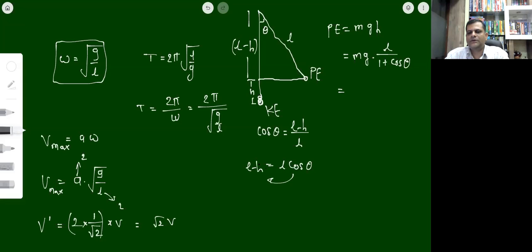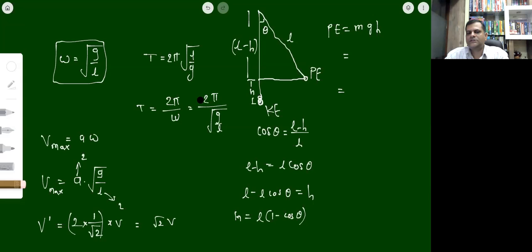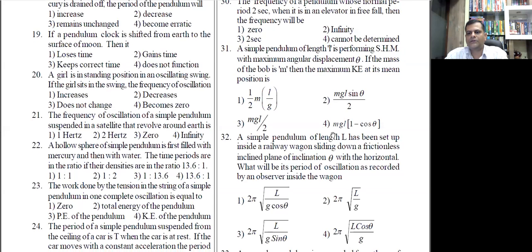And if you just shuffle these terms, L cos theta is transferred that side and H is transferred in that side, तो हमको मिलेगा L minus L cos theta is equal to H, right? So you can say that H is equal to, if we take L common, L into 1 minus cos theta, and this value of H is to be put here so that we get it as mg as it is into, H के बदले आएगा L into 1 minus cos theta, which is already there in option 4 here.